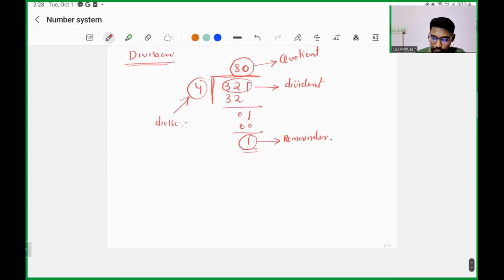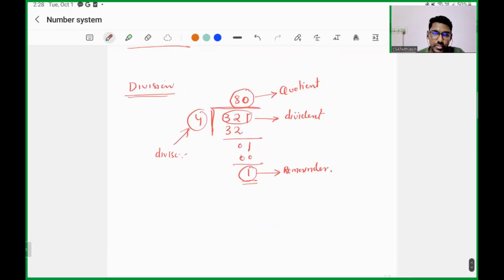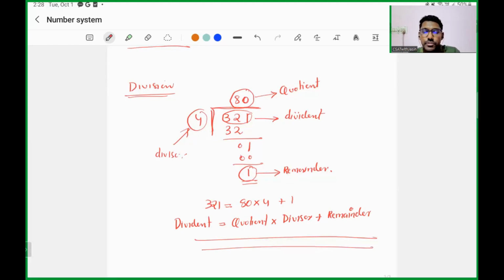This you need to understand, because this will come in other chapters also, in divisibility rules and all. And dividend is equal to, here actually, what is 321? 321 is equal to 80 into 4 plus 1. That is, dividend is always equal to quotient into divisor plus remainder. So this you need to understand. So this is about the division.